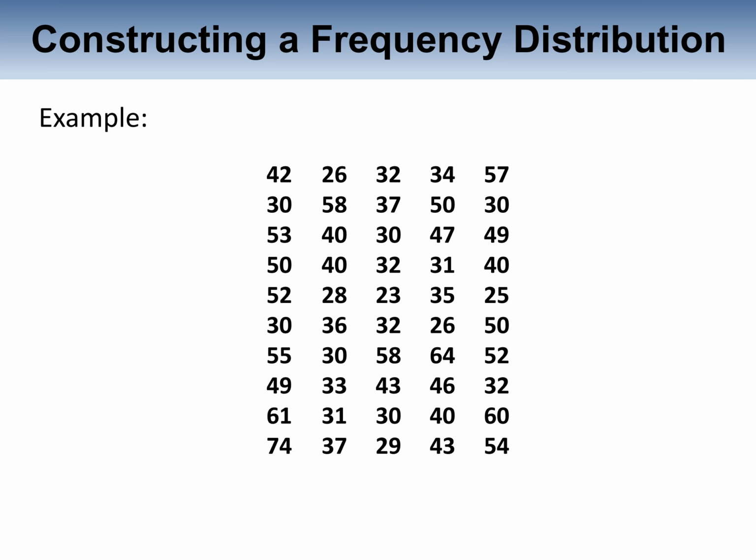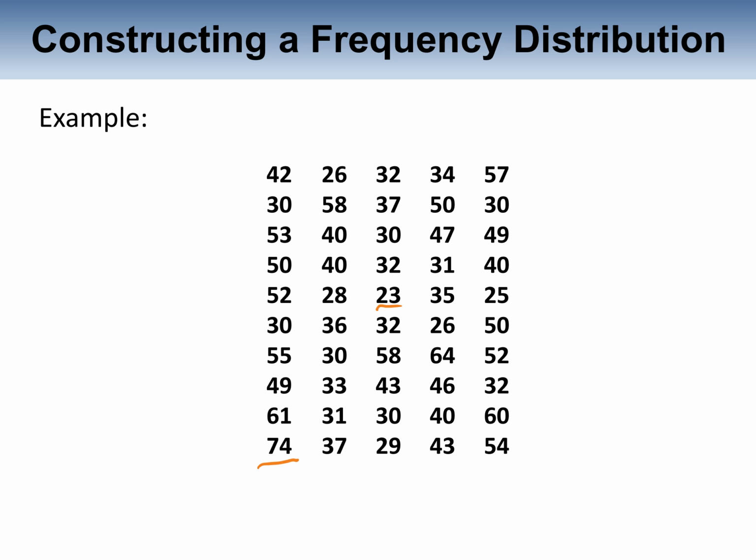You can then look at it and find the largest value. It turns out that 74 is the largest value, and the smallest value is 23. So if you take 74, subtract 23, you get 51 as the range. So 51 in this case would be the range of this data set.